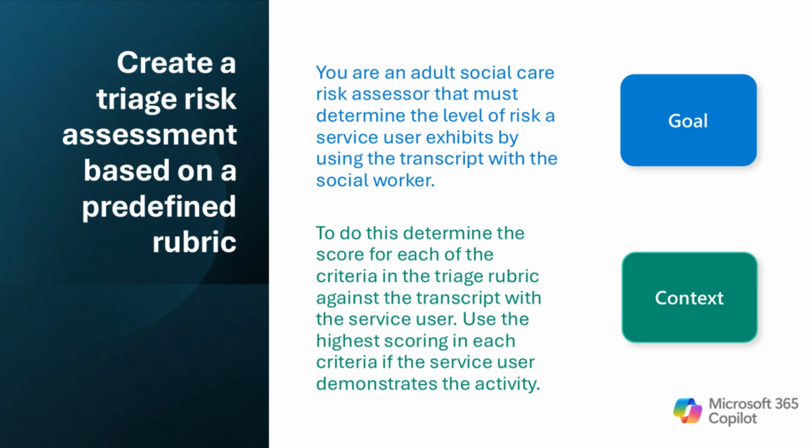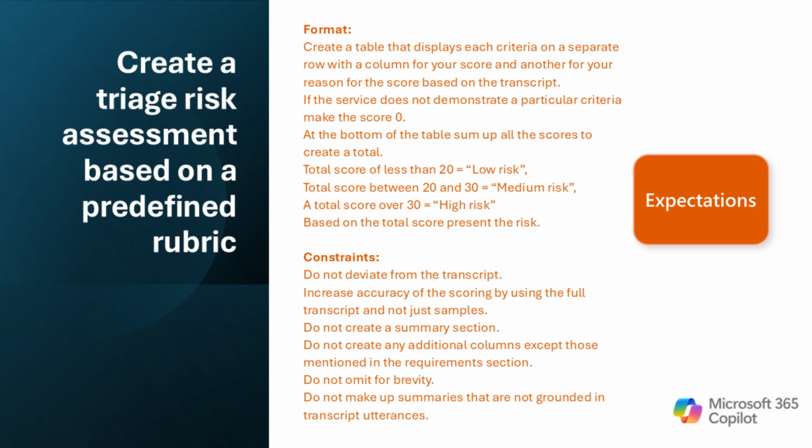Next are the requirements. This is where I define the persona I want Copilot to be when running through the content, to determine the level of risk a service user exhibits in the transcript, and to use the rubric for the assessment. The format section focuses on what I want Copilot to create. This includes the creation of a table and, based on each rubric criteria, determine the score for each part and include a reason for that score.